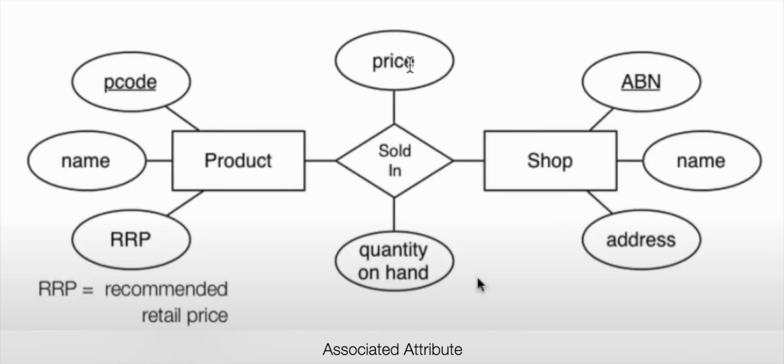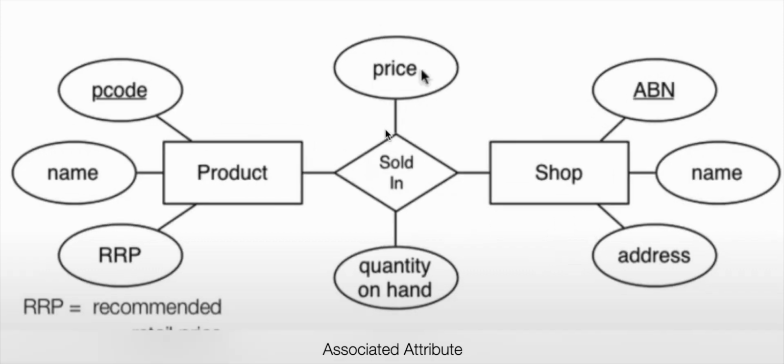You also can't put the price attribute as part of the shop entity because a shop can sell multiple products and it wouldn't make sense to just have one price on its own like that. So the best place to put that is as an attribute of the relationship, known as an associated attribute.